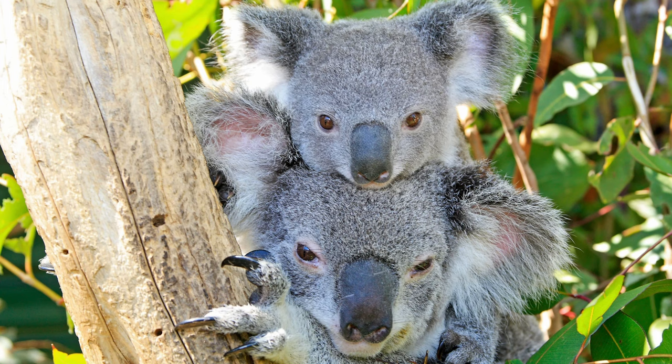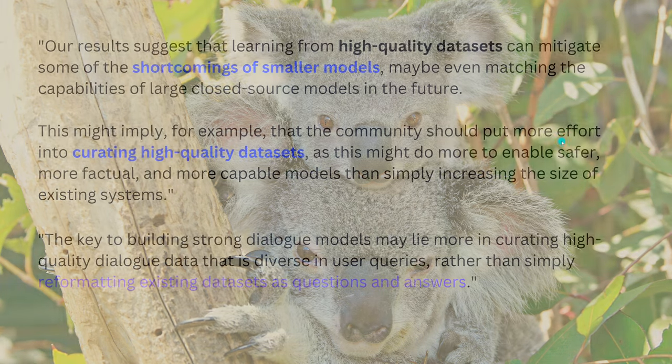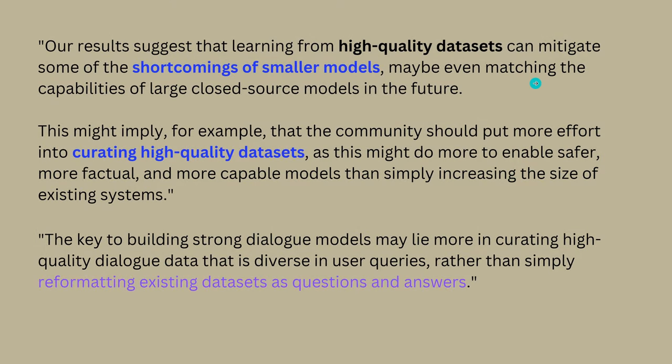So you might say, okay, now listen, can we please go to the technical details? Show us the code. Okay, here we are. What Berkeley found is that their results suggest that learning from a high-quality dataset can mitigate some of the shortcomings of smaller models. So curating a high-quality dataset might be the way to enable safer, more factual, and more capable models than simply increasing the size of existing systems. And they said maybe it's also not the way to just reformat existing datasets as Q&A datasets.